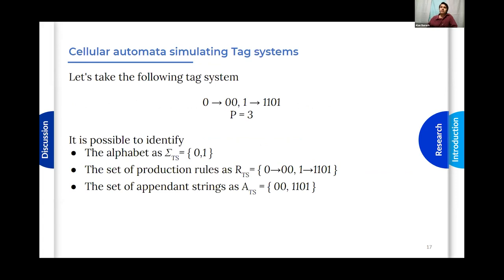So we found a way to convert a tag system to a cellular automata, using the example of this tag system with these two production rules and p equals 3. It's possible to identify the alphabet, that is 0 and 1. It has a binary alphabet. And the set of production rules is this one. And the set of the appendants is 0 0, and 1 1 0 1.